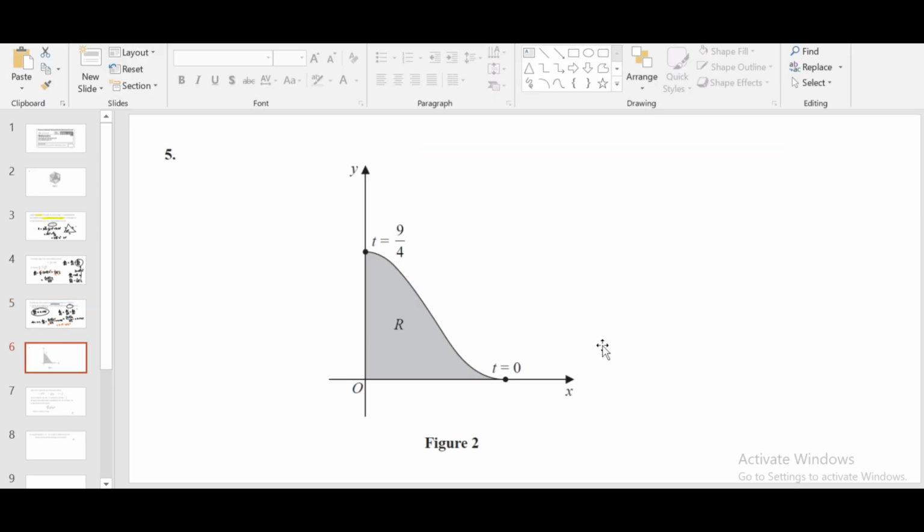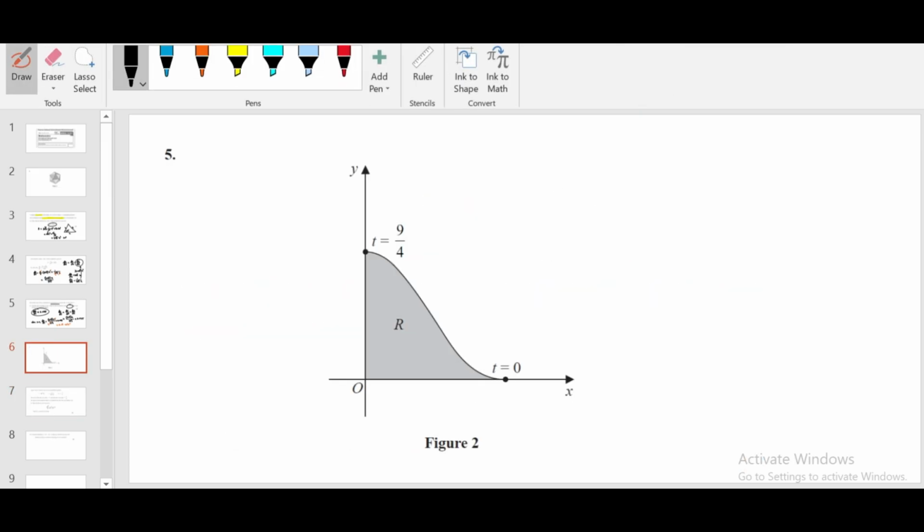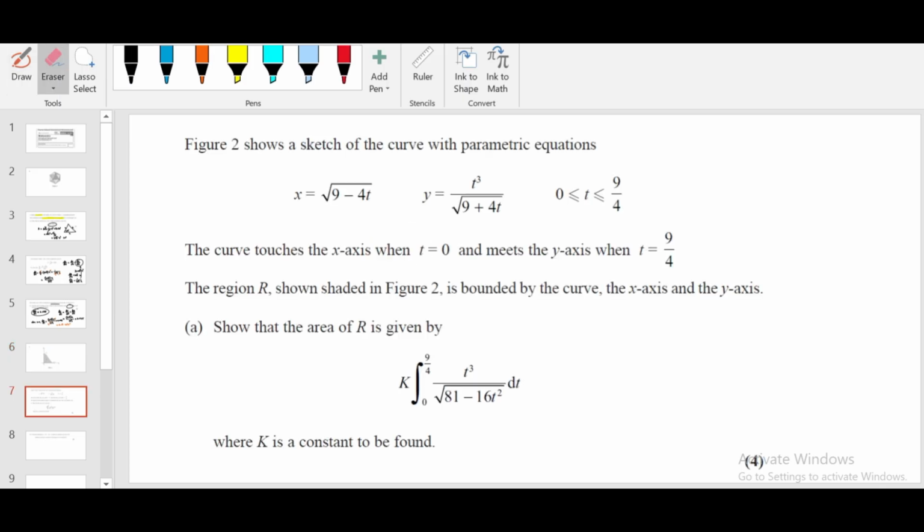We have a diagram given. Figure 2 shows a sketch of the curve with parametric equations x and y, where t is from 0 to 9/4. The curve touches the x-axis at t equal to 0 and meets the y-axis at t equal to 9/4. So t is 9/4 here, t is 0 here. Okay. Read further.